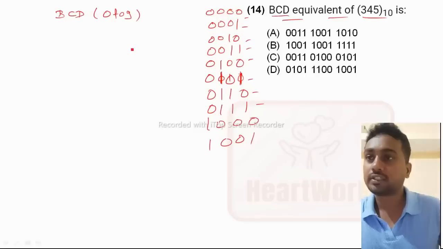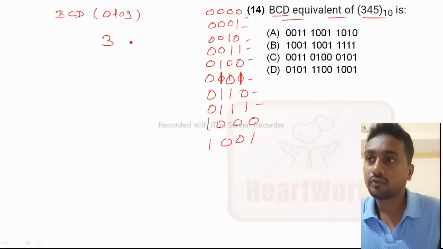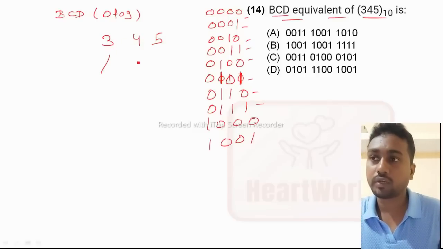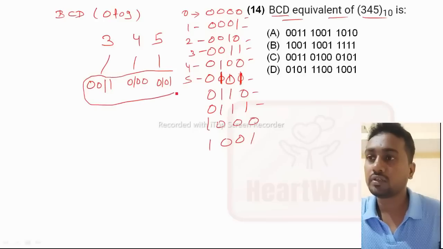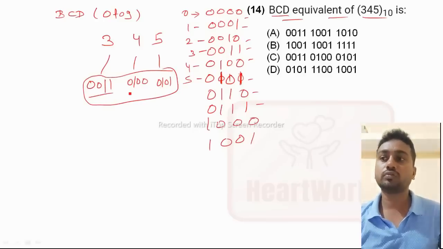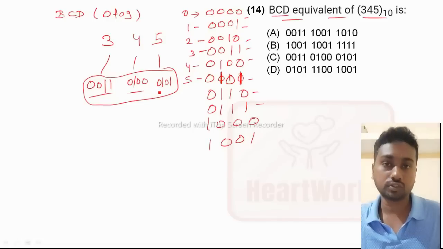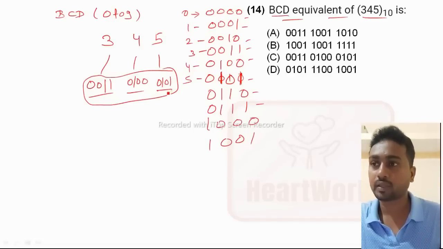So for conversion of this decimal, what you need to do, directly take 3, 4, 5 and write the corresponding codes. 3 is 0011. 4 is 0100. 5 is 0101. So the conversion in BCD is 0011 0100 0101. That is option C, the right answer.